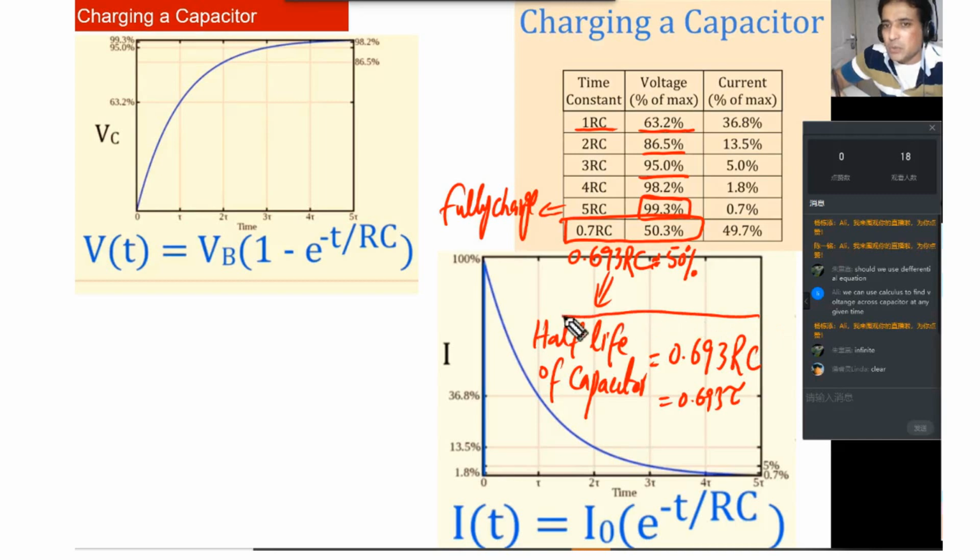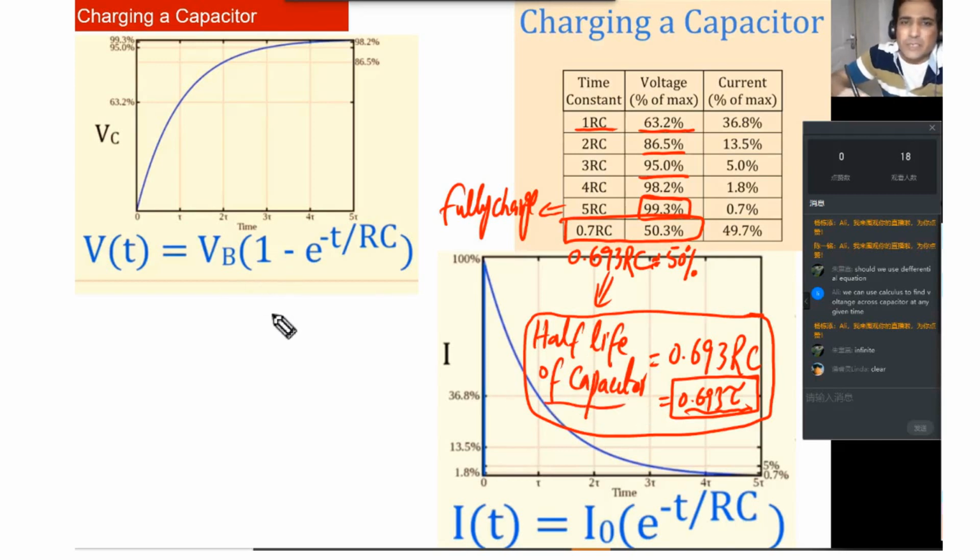If I ask you how long a capacitor will take to charge to 50% of the final value, you just need to use this. That's all. This will give you the time. This is called the half-life of a capacitor. It is possible that in the exam there will be a question about half-life of a capacitor, and we can find it with this one or with discharging very simply. You can find out when it becomes half, and you will get this number.